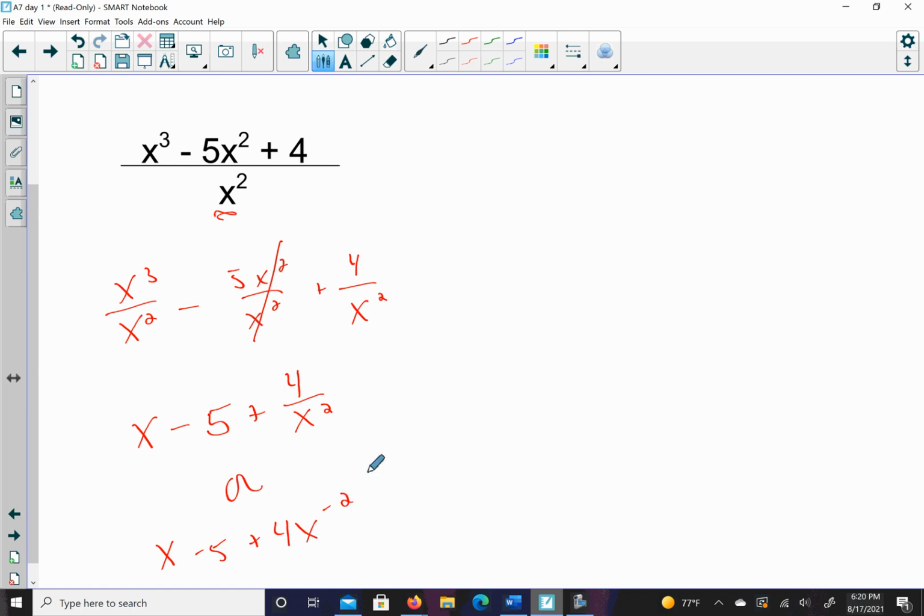Depending on what I'm doing in calculus, this might be the better format for me because it's a lot easier to take the derivative when my expression is written like this than taking the derivative of this or taking the derivative of this. So this is why we learn how to rewrite these. And if you don't know what derivative means, that's okay, you will.